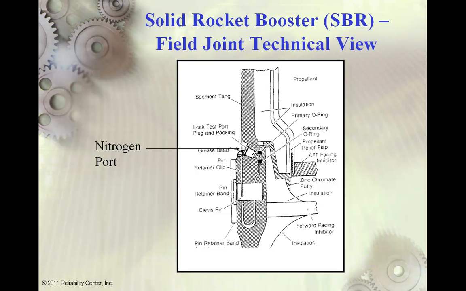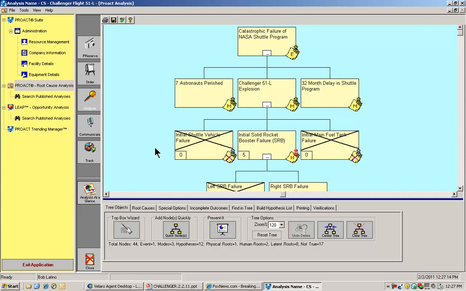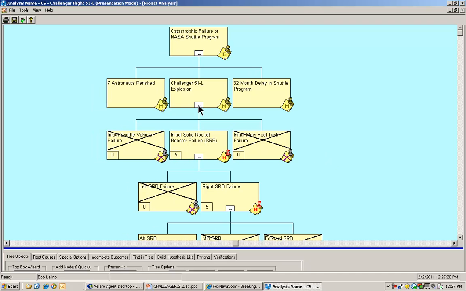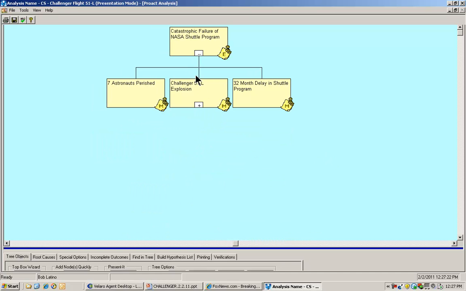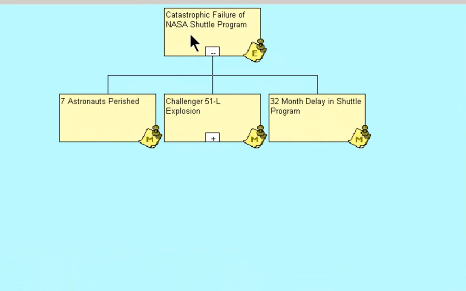Okay, so what I'm going to do now is go through the logic tree of this. And we'll be doing this in the PROACT software. I'm going to go right to a presentation mode, and we're going to start the description from the effect of the overall incident. There was a catastrophic failure of the NASA shuttle program in which we lost 7 astronauts, which is obviously the biggest loss of the entire disaster, and there was a 32-month delay in the shuttle program.